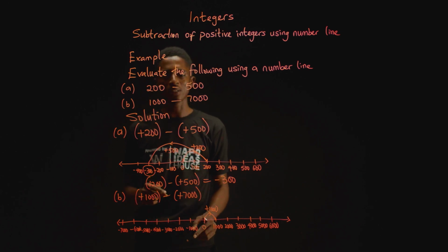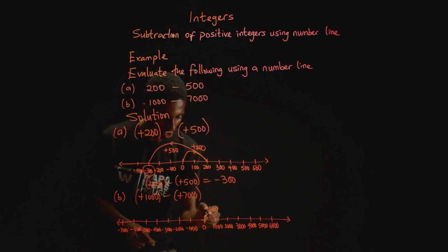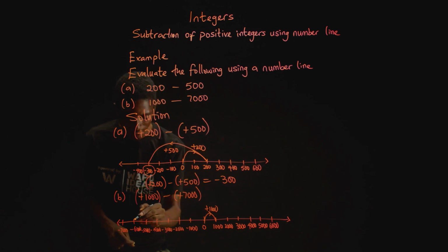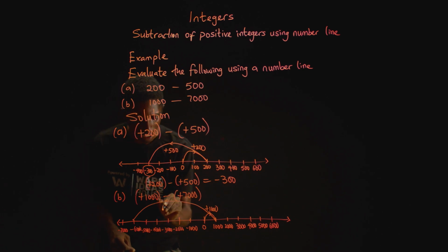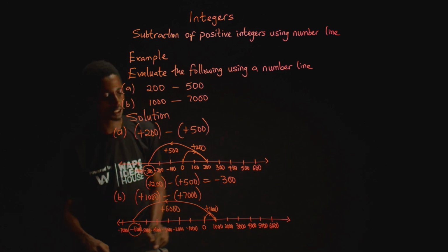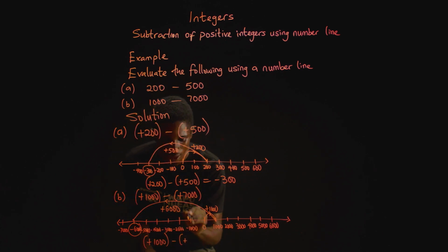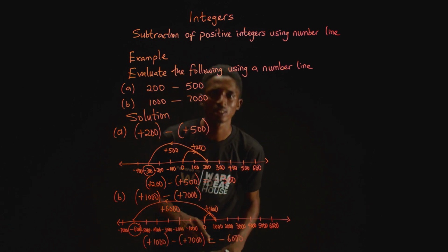Then we perform the subtraction, which means now we have to go to the left in 7 steps to represent our 7,000. So from here, count 7 steps to the left: 1, 2, 3, 4, 5, 6, 7. This shows our minus 6,000. And wherever you end up is your answer. Therefore, plus 1,000 minus plus 7,000 equals minus 6,000. Thank you.